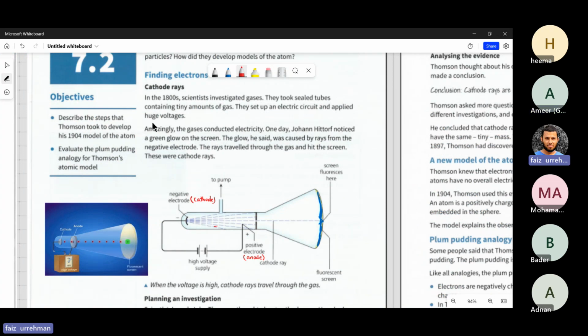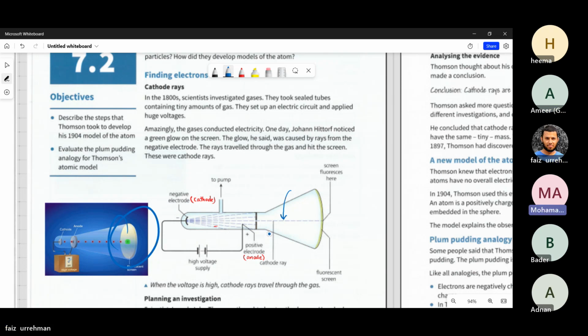They set up an electric circuit and apply huge voltage. Amazingly, the gases conducted electricity. One day, Johann Hittorf noticed a green glow on the screen. Oh, they have also used the green color in this GIF. So the glow, he said, was caused by rays from the negative electrode. The rays travel through the gas and hit the screen. These were cathode rays.